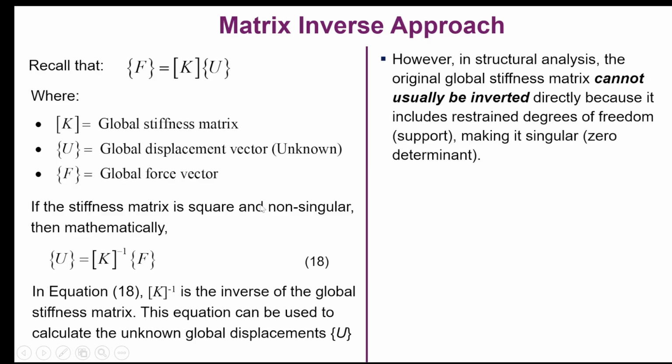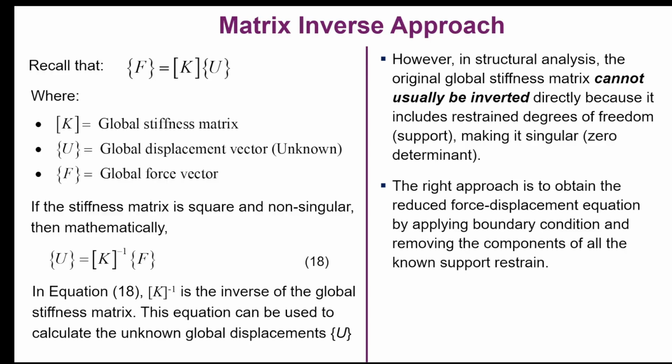However, in structural analysis, if you write the full force displacement equation and put it in the matrix, it will not give you a correct answer because the inverse of that matrix will not exist. So what do we do? The right approach is to obtain the reduced force displacement equation. How do we do that? By applying boundary conditions and removing the components of all the known support restraints.